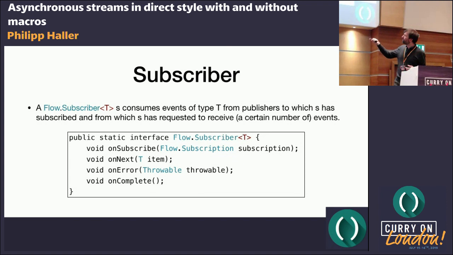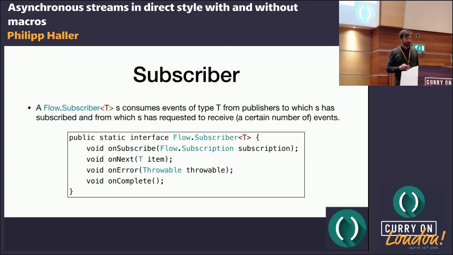But otherwise, we have three methods for the three kinds of events that a publisher can emit. onNext is the next event of type T. onError is an erroneous event, that's when the publisher terminates with an error. And so then the runtime system needs to pass down an exception to the subscriber. And then the final event is onComplete, which says the publisher has terminated successfully, right? All right, that's fairly standard.